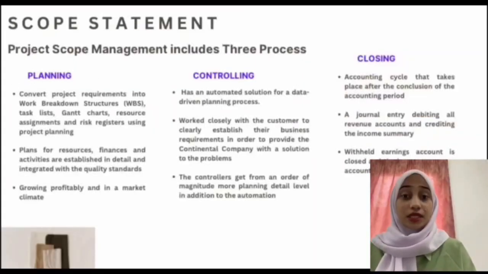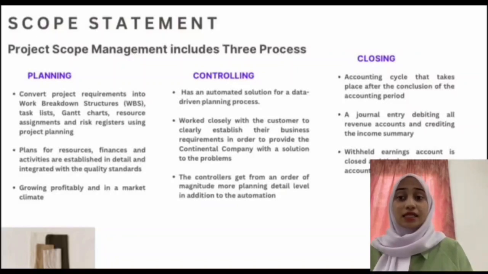As for the scope statement, we have project scope management that includes three processes, which are planning, controlling, and closing. For Continental, in planning, they convert project requirements into a work breakdown structure, which is WBS, task list, Gantt charts, resource assignment, and risk register using project planning. They plan for resources, finances, and activities that are established in detail and integrated with the quality standards, growing profitably in a market climate.